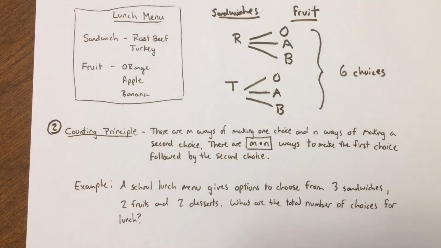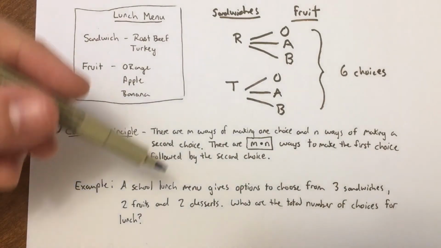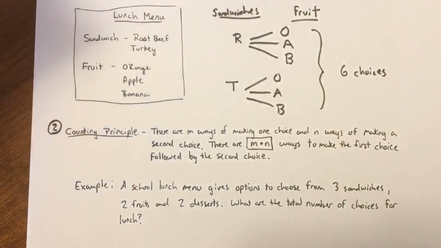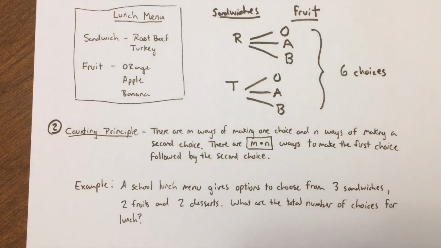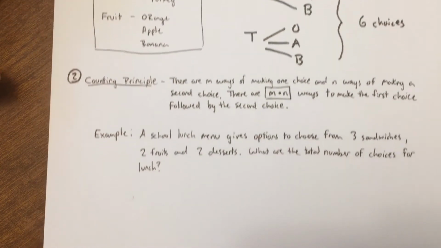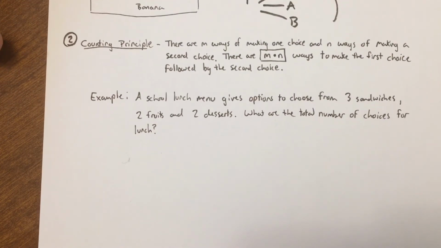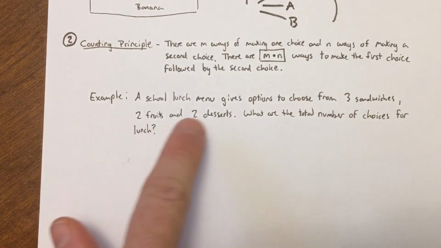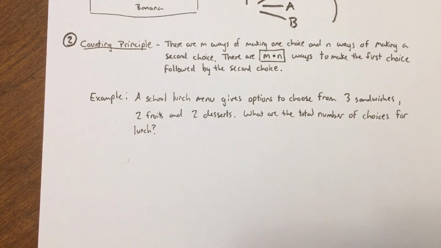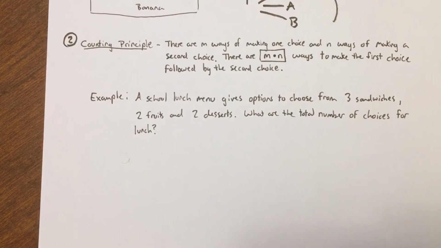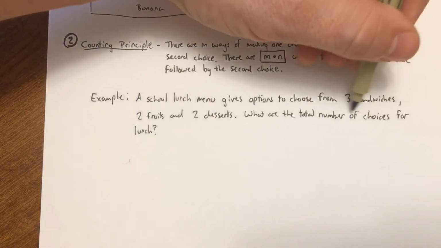Now, we can extend this further too. It doesn't always have to be just 2 choices. We could have 3 choices. If that's the case, then we would do m times n times another variable. Now, let's take a look at this example. Let's build off of that first example of school lunches. And let's suppose we have this. A school lunch menu gives options to choose from 3 sandwiches, 2 fruits, and 2 desserts. What are the total number of choices for lunch?